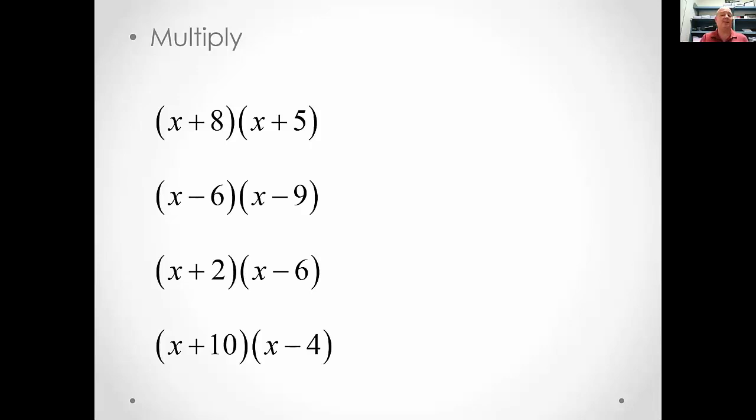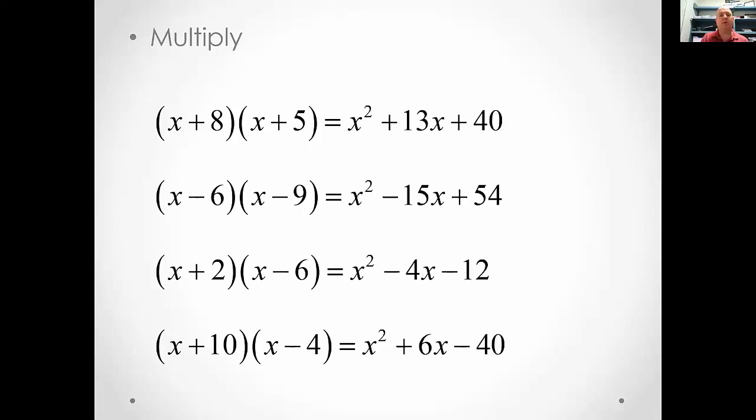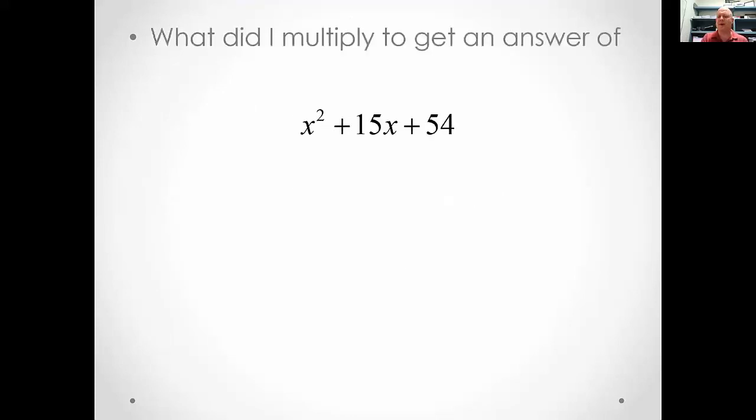And so I think a lot of us probably begin with a warm-up. I put 4 problems on the board. I ask them to multiply them out. Give them a couple of minutes. They multiply them out. And then I say, I've got one more problem here, but I'm having a hard time reading my writing. All I can tell for sure is this is my answer. Can you tell me what I would have multiplied to get to that answer?